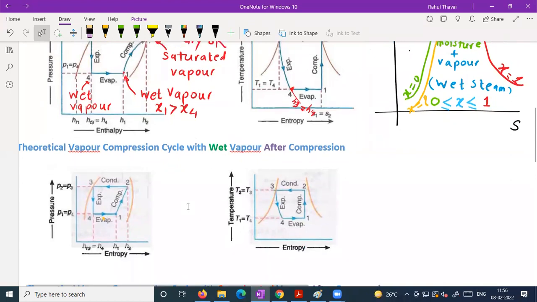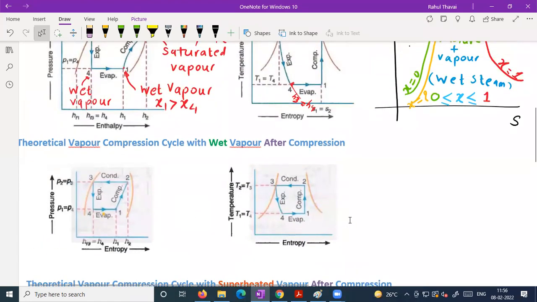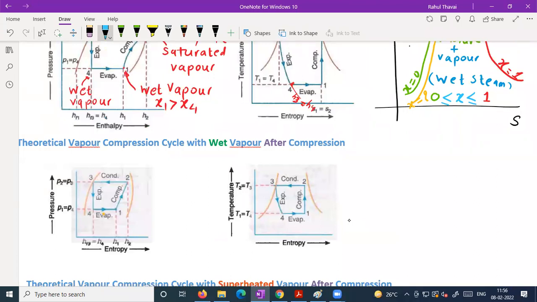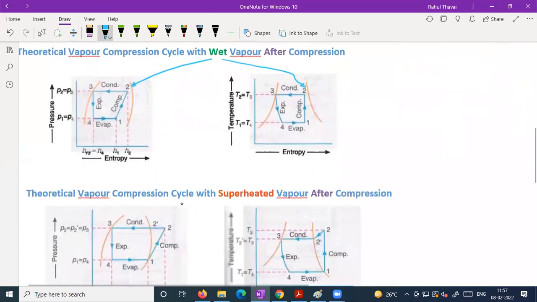As I told you before, when you talk about point number two, where the steam is wet, point number two only will decide whether it is dry, wet or superheated. So point number two indicates we have wet vapor after the compression, and the entire cycle is the same. Is there any doubt with the remaining cycle? Let me know.